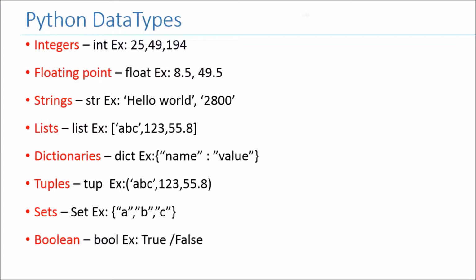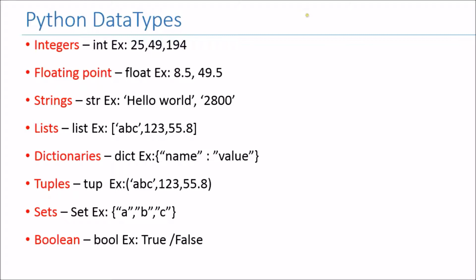So let's get started. Python data types has the following: integers, floating points, strings, lists, dictionaries, tuples or tuples, sets, boolean. Integers, it is represented by int. For example, any whole number is an integer, 25, 49, 194 in this case.